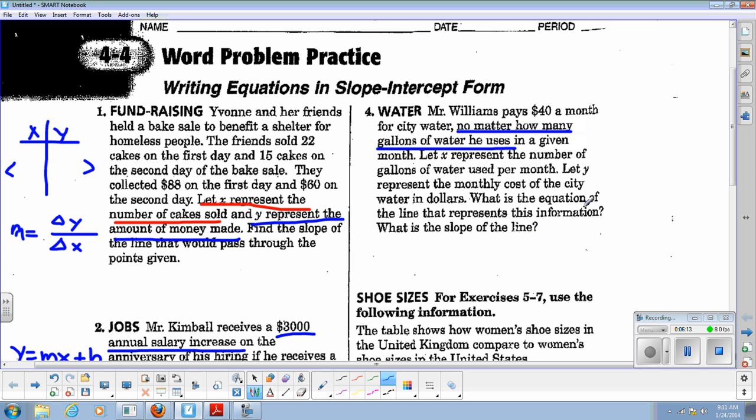What is the slope of this line? Now, that's a key part down here. What is the slope of the line? That means they're telling you write an equation in slope-intercept form.